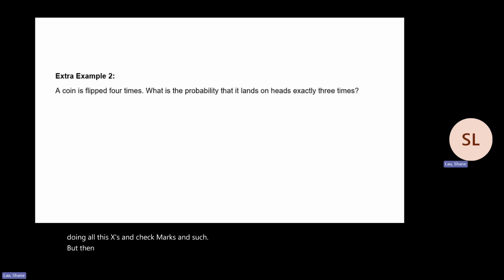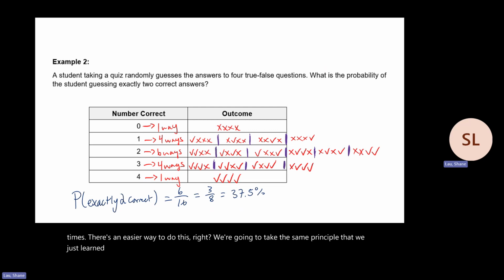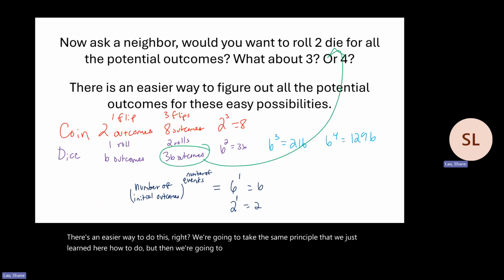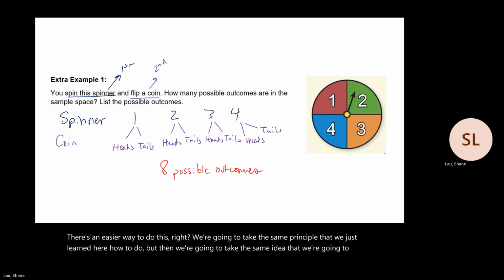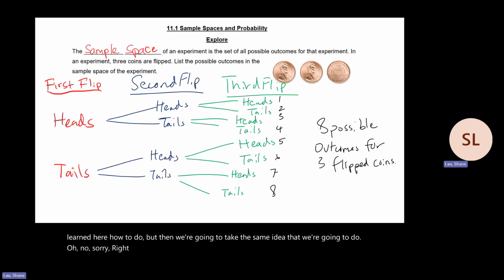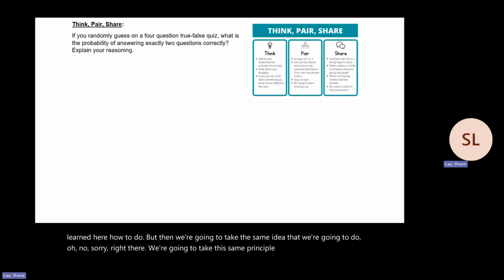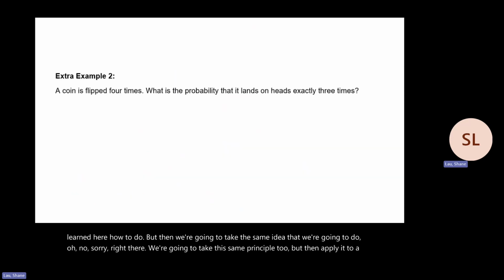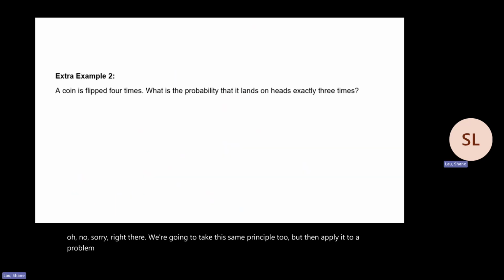But then we look at this extra step before, right? We see this coin and we want to flip 4 times. There's an easier way to do this, right? We're going to take the same principle that we just learned how to do, but then apply it to a problem that is going to be a little bit easier for us.